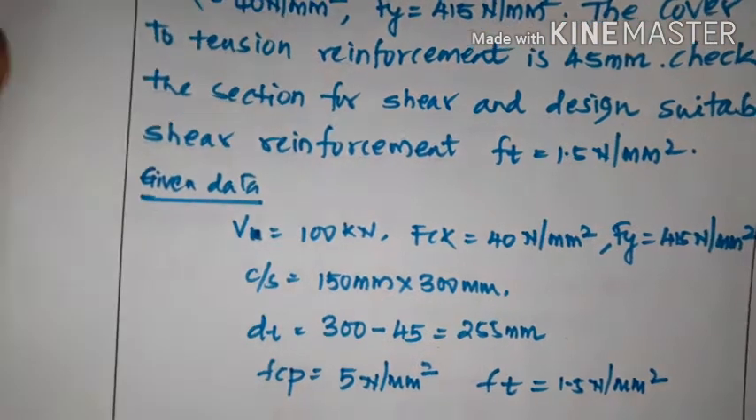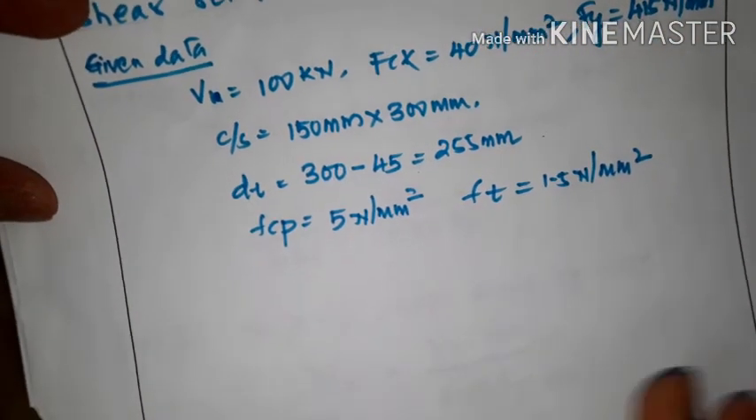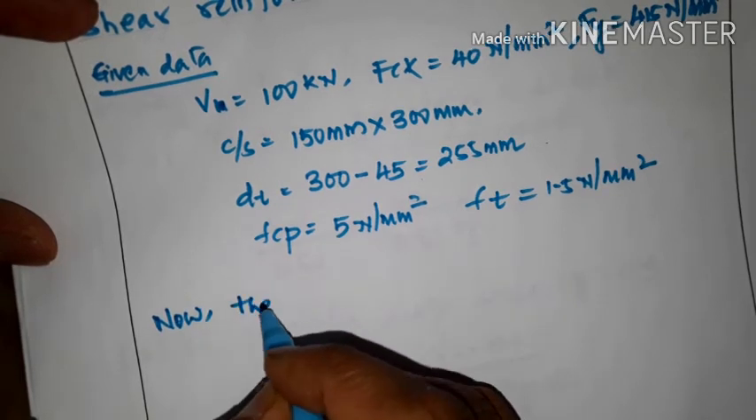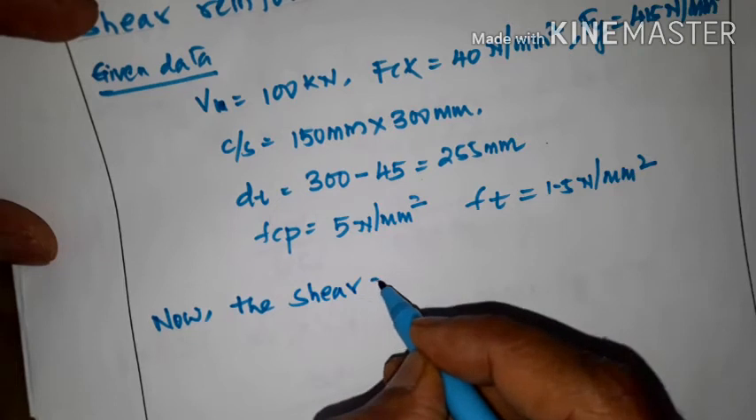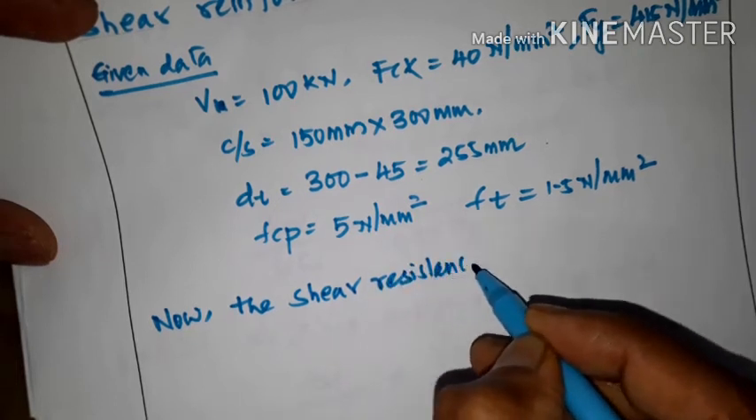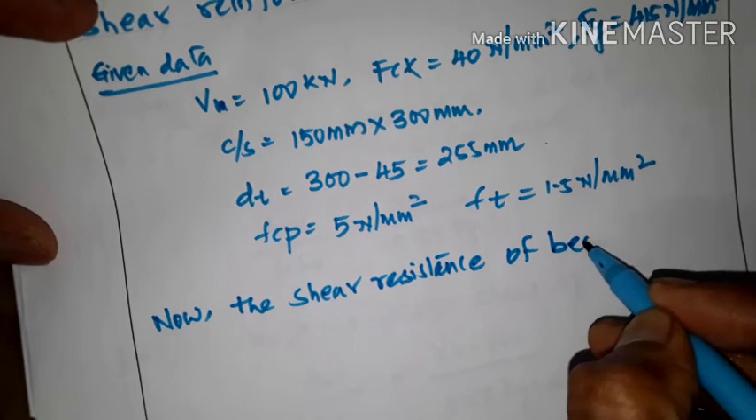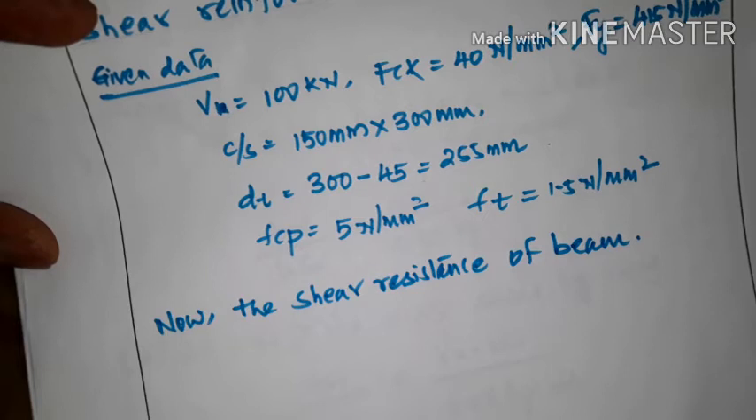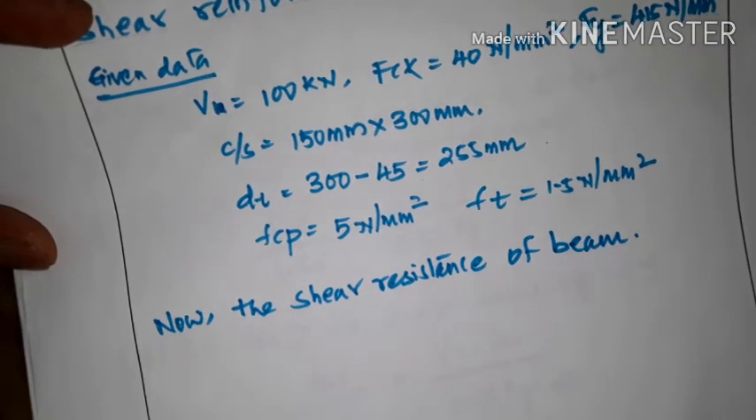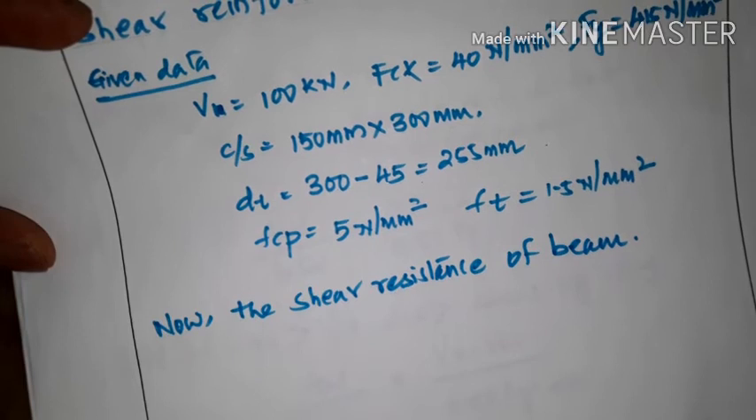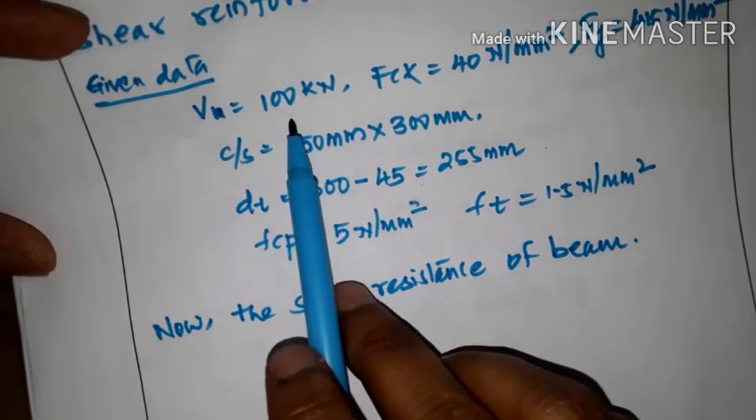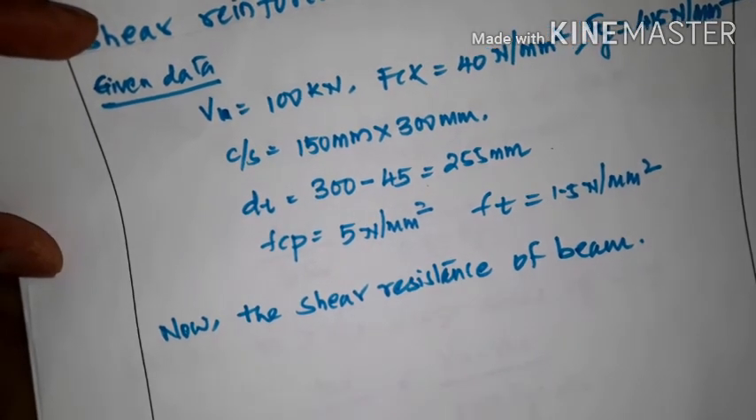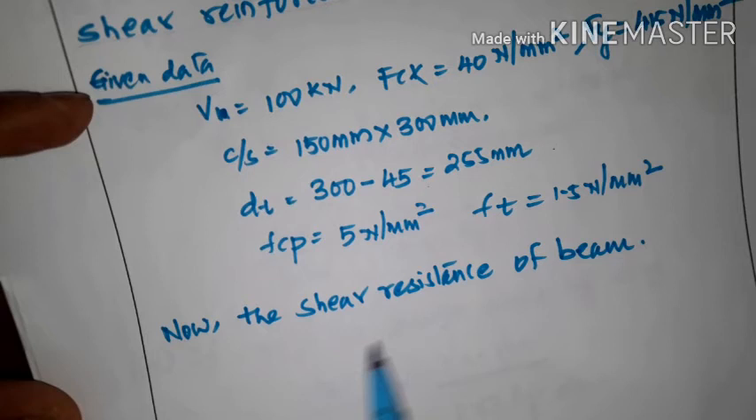So we will calculate first the shear resistance of beam. So here the first step, calculate the shear force based on the external load. No need to use it, because here the shear force V is directly given, so no need to calculate the shear force here again. Okay, so we will shift directly to the second step, that is shear resistance of beam.